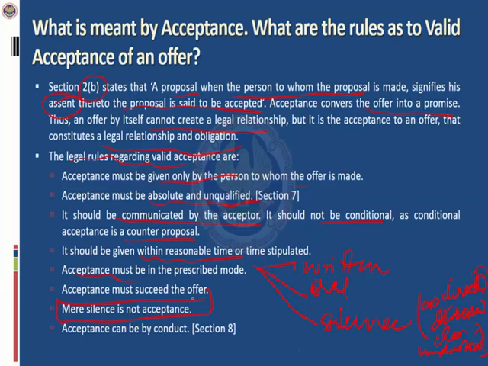Now, acceptance must succeed the offer. It's not that I go and say to Mr. Z that, okay, I'm ready to buy a horse, but Mr. X was never ready to sell his horse. I cannot say that without you willing to sell your horse, I want to buy a horse. So first there should be an offer, and only then acceptance must follow as a second step. You cannot give your acceptance and then say, give me an offer.